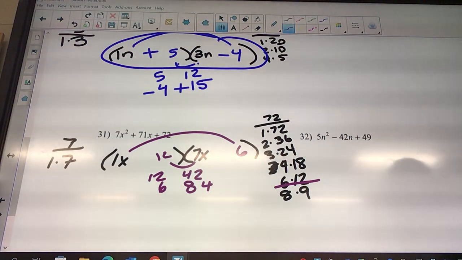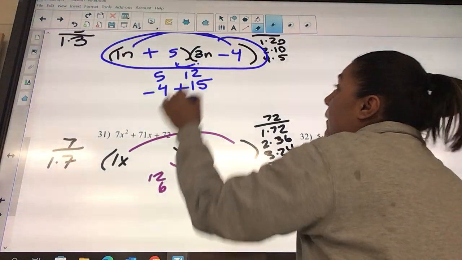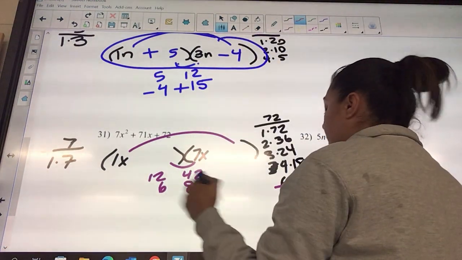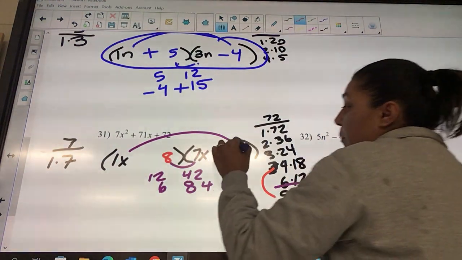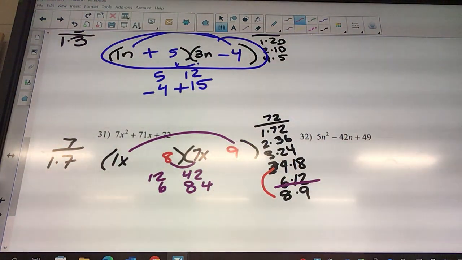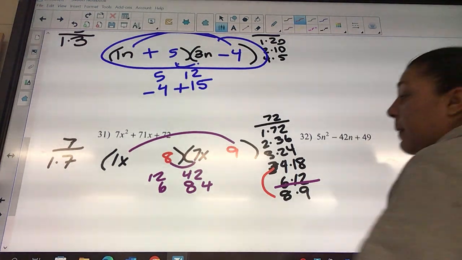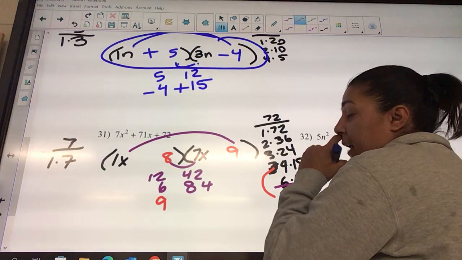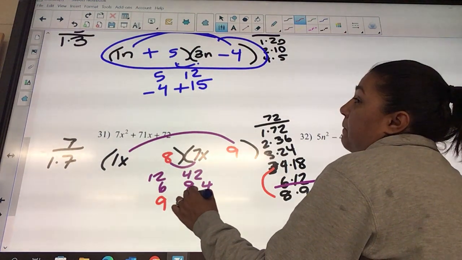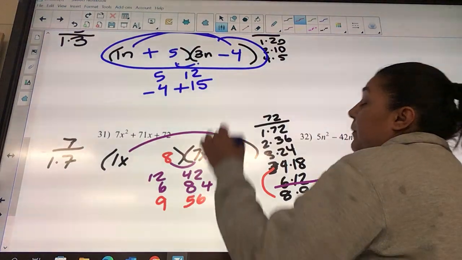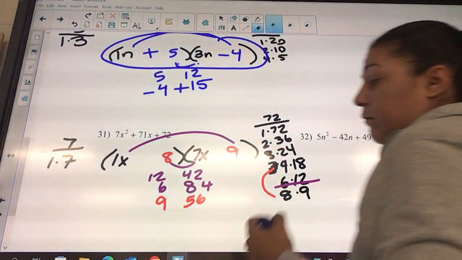Okay, so we know for sure 6, 12 and 12, 6 does not work. What would you like to try next? 8 and 9. Okay, and again, if I'm willing to bet, it's one of these three. I don't know, but I've been doing this long enough that I feel like it's gotta be 4 and 18, 6 and 12, or 8 and 9. Okay, so 8 and 9, 1 times 9, 8 times 7. 56, good. Would that work? No.